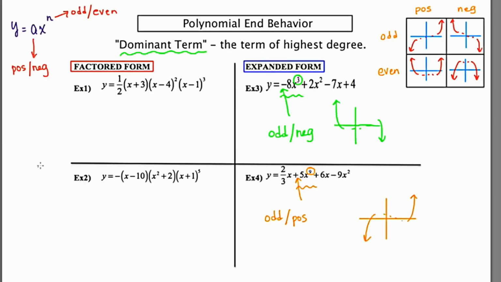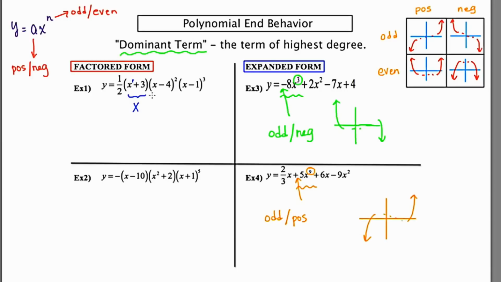Okay, so if I want to figure out the end behavior of example number 1, what I need to do is look at each individual factor that contains an x and see what kind of contribution each gives. So when I look at this first factor, x plus 3, if I treat that as its own little polynomial, its dominant term is x. So out of this whole first factor here, its dominant term is x, because it's x to the first.